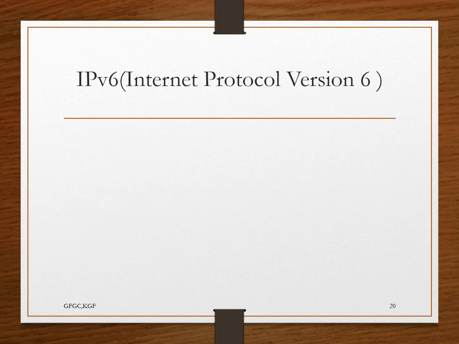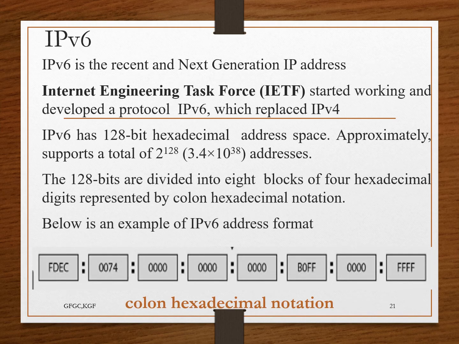IPv6, the Internet Protocol version 6, had improved traffic routing and better security. IPv6 is the recent and next generation IP address. The Internet Engineering Task Force started working and developed a protocol, IPv6, which replaced IPv4. IPv6 was a 128-bit hexadecimal address space and approximately supported a total of 2 to the power of 128 addresses. The 128 bits were divided into 8 blocks of 4 hexadecimal digits, represented by colon hexadecimal notation.